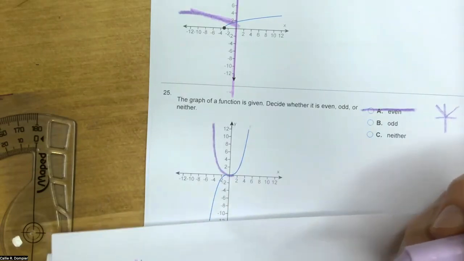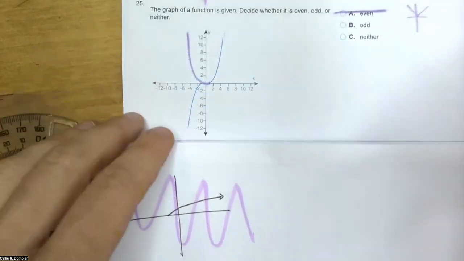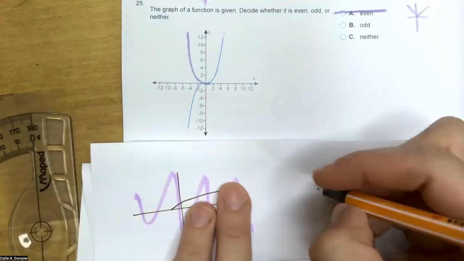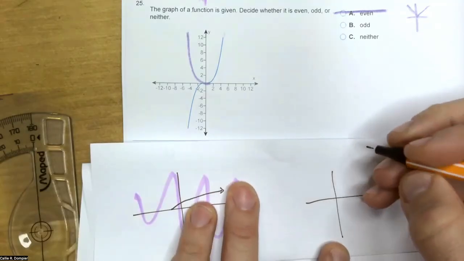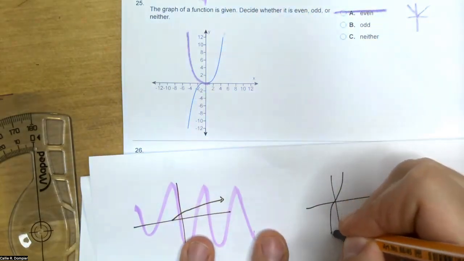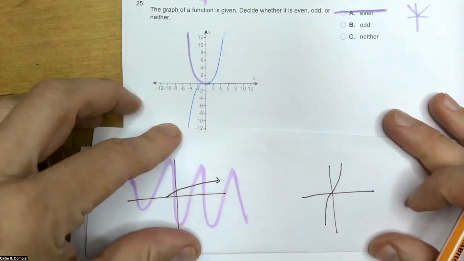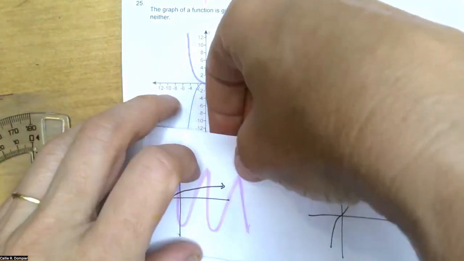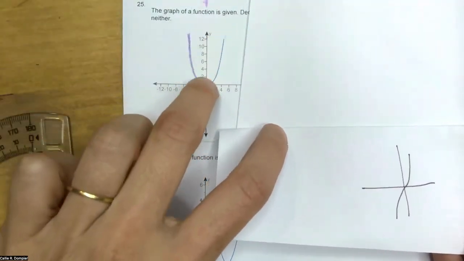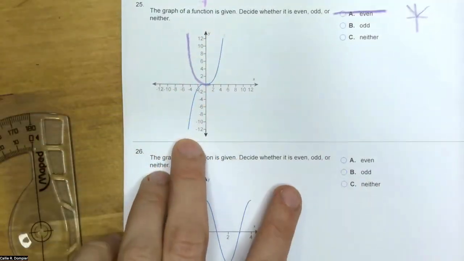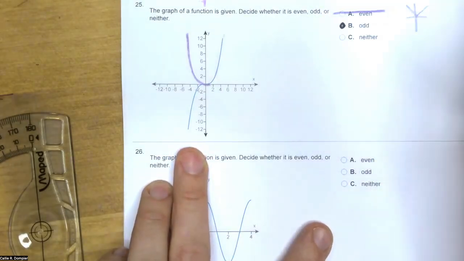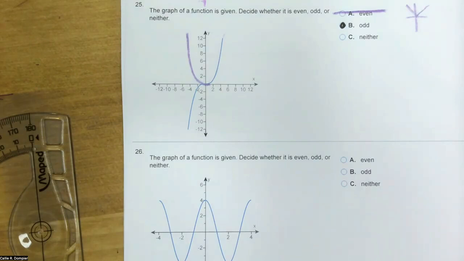Done with that one. Draw another XY axis. Draw my graph. Okay, that's my graph. He's standing like that. Flip him 180 degrees. Does he look the same? He does. So that is an odd function. Good.